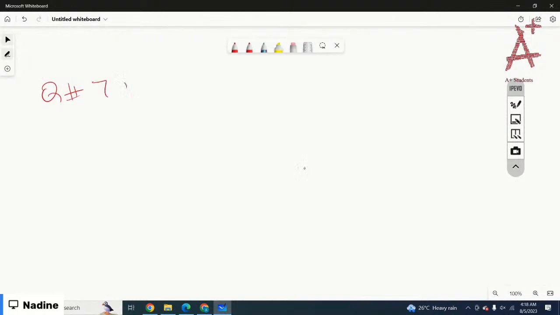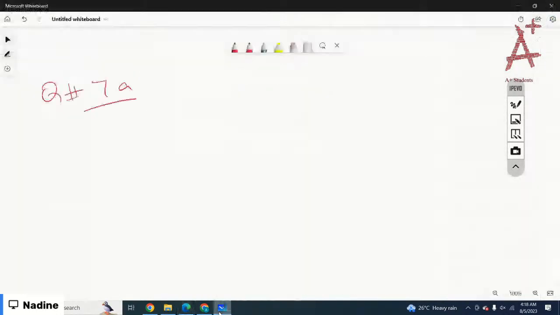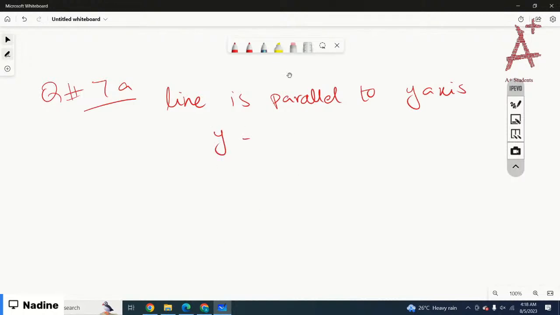Question number 7a. The line is parallel to y-axis. You are given here: write the equation of a line parallel to y-axis. And the point you are given is... because it is parallel to y-axis, that means the line is vertical and the equation is in the form x equals k, because it is parallel to y-axis. So the equation is in the form x equals k, right? Okay, the point you are given, it is passing through the point negative 9 and 3.